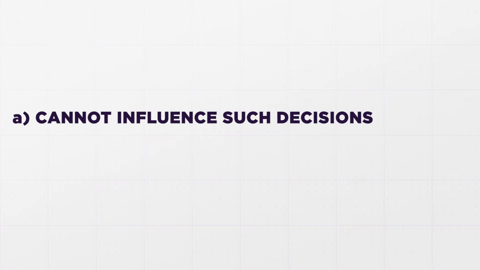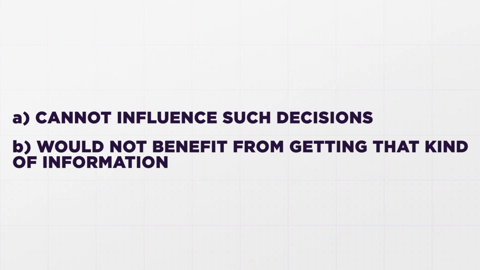But you will not keep the same stakeholders in the loop about matters such as financing the project, as they A. cannot influence such decisions, and B. would not benefit from getting that kind of information. Once you have a list of the stakeholders and a thorough analysis of their roles, you can proceed to create a table that is made up of 4 quadrants.